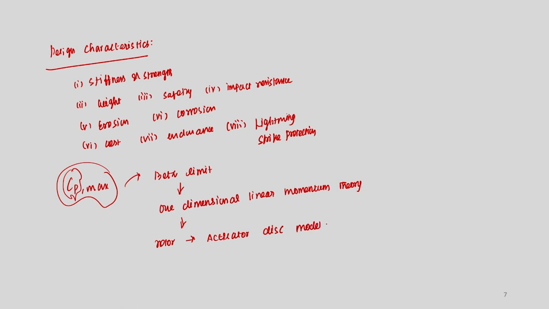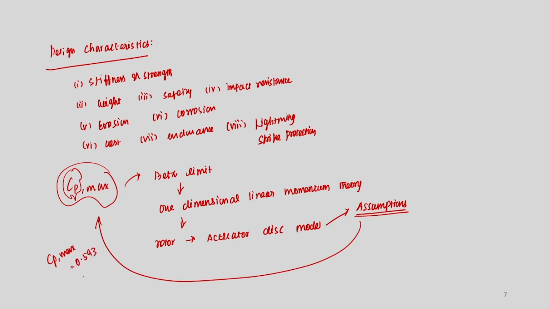So, here there were certain assumptions used. So, under these assumptions only, that Cp max of 0.593 or 59% theoretical efficiency would be possible. So, there are certain assumptions, and also it is considered as a stream tube, and streamlines were used to draw certain principles, and apart from that you also should be comfortable with momentum theory.